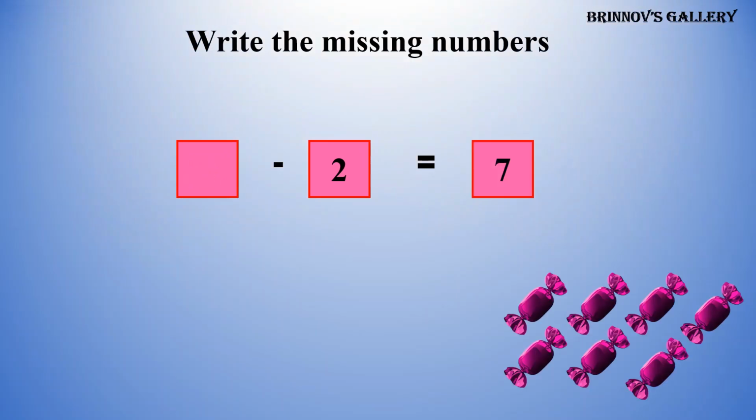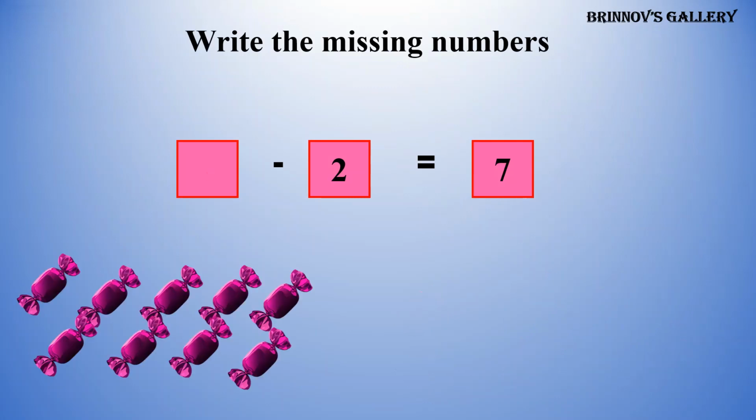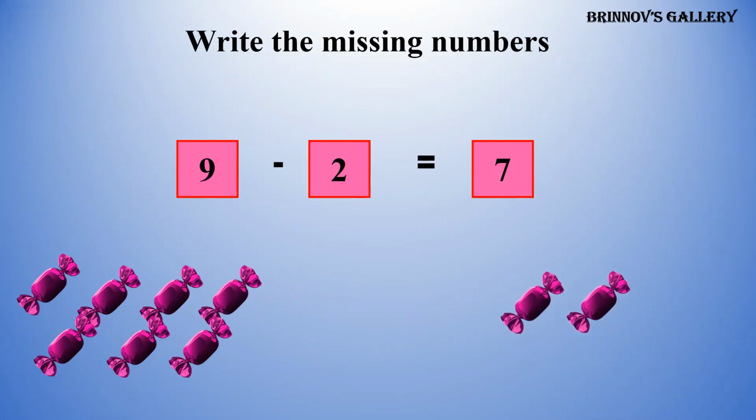7 and 2 is equal to 1, 2, 3, 4, 5, 6, 7, 8, 9. So, 9 minus 2 is equal to 7.